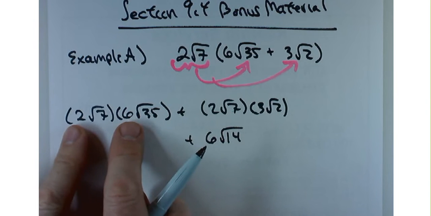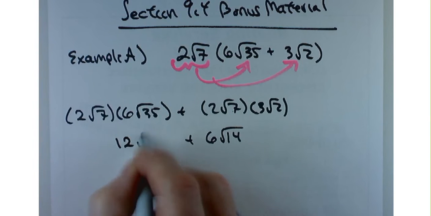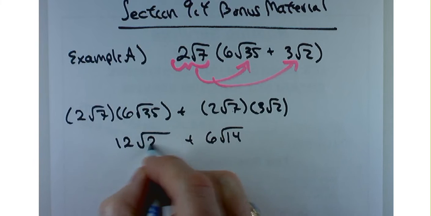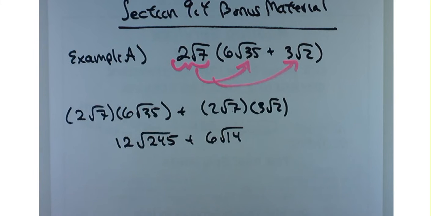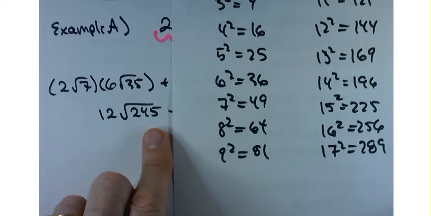Over here, we're going to do the same thing. 2 times 6 is 12. And 7 times 35 is 245. Unfortunately, we're not done with that one. And that's where my list of perfect squares can come in handy. Want to look up 245.